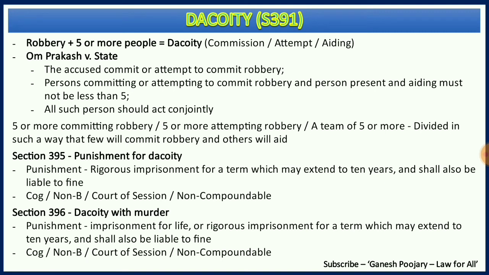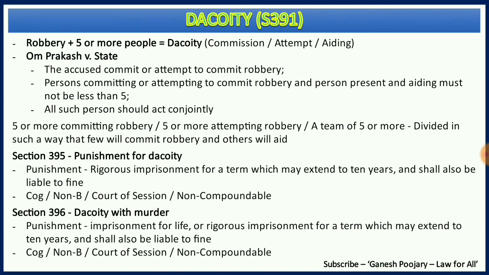Sections 395 to 402 discuss the punishment for different types of dacoity. Section 395 says what the punishment for dacoity is. It can be rigorous imprisonment which can go up to 10 years along with fine, and these are cognizable offences, non-bailable offences. Court of session will try these offences and they are non-compoundable offences.